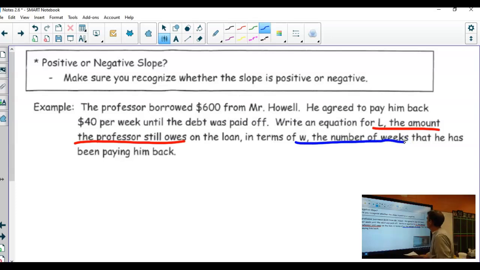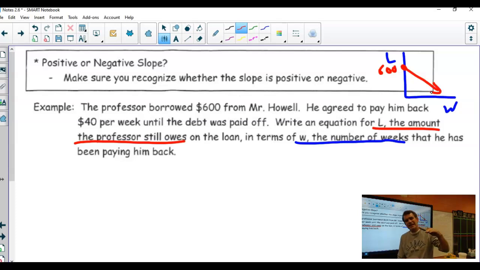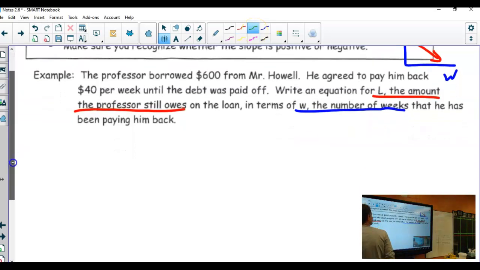So what's going on in this problem? If I were to graph this problem, this would be L, which is the amount of the loan, and this would be W, the number of weeks he's been paying him back. And this loan starts at like $600, and the amount of the loan is going down, right? Because he keeps paying him back. So you should recognize from that graph that the slope is negative, right? Here's what we know from the situation.